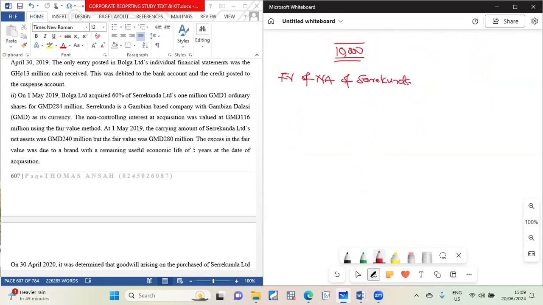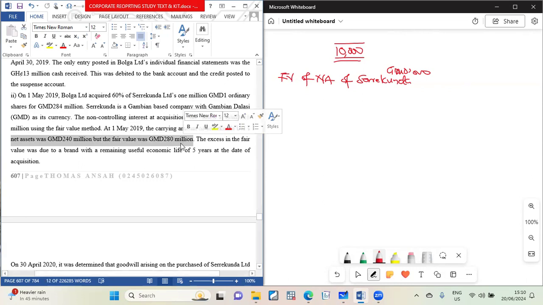I told you which currency you will be doing it in for the subsidiaries, GMD. You'll be doing it in that regard. So what did they tell us about that? He told us that they bought 60%. Then the NCI at acquisition is given, using the fair value method. And on the day they bought it, the carrying amount of his net assets was 240, but the fair value was 280. So the excess is a brand.